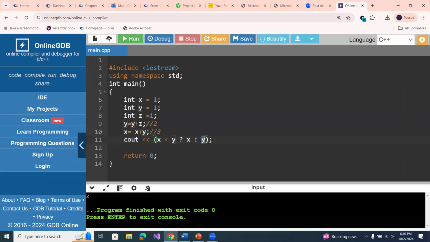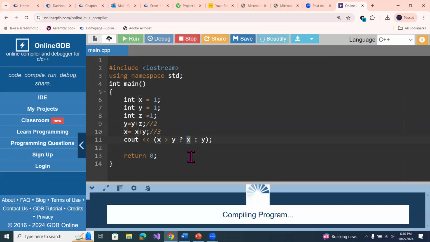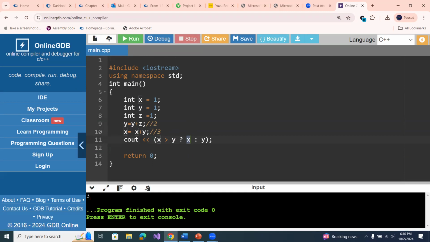And there's a 2. And then I'm going to make it true so that it prints x. So I'm going to change this sign here. x is 3. Is 3 greater than 2? Yes. So it should print 3. Right there. So you just have to know how to read this. Again, this is like an if statement. If this is true, it does this. If it's false, it does this. Okay?